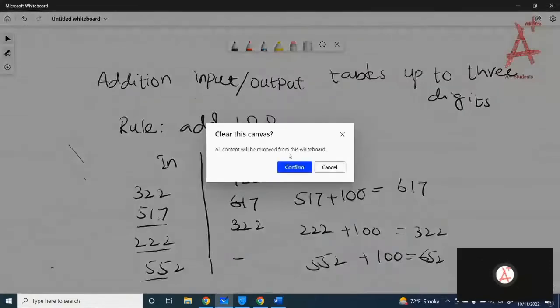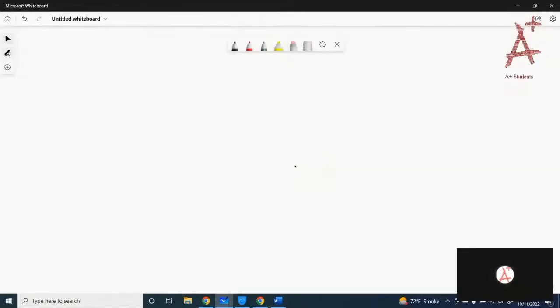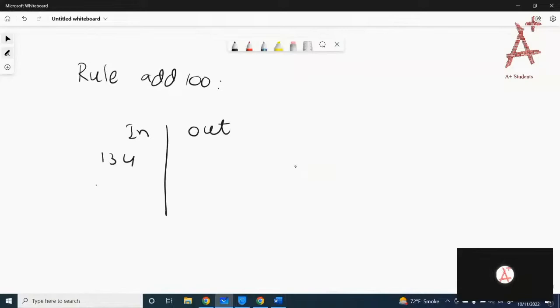Okay, the next example. The rule is again add 100, and the input values are 134, 232, 564, and 248. Here you have 348. You have to find these values. You are given the rule, you have to add 100. That means you have to add 100 to each input value to find its output value. Got it?